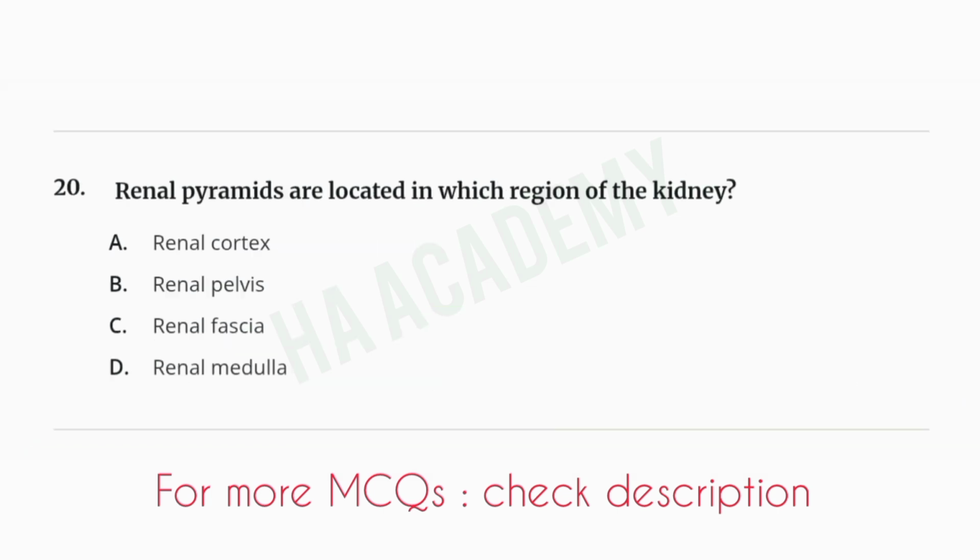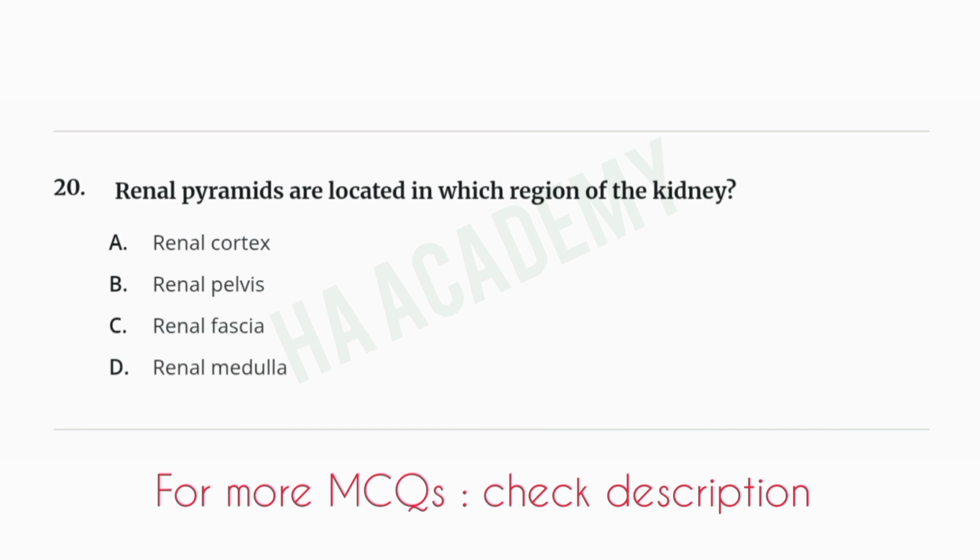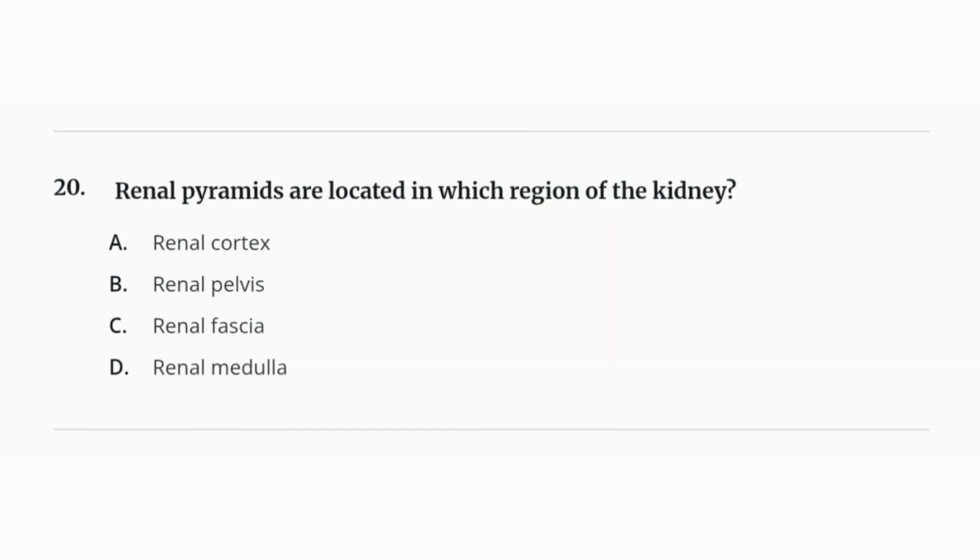Renal pyramids are located in which region of the kidney? The correct answer is renal medulla.